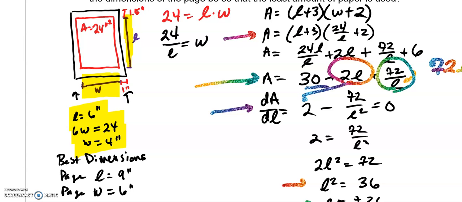So that's why, for the width, it was 4, but we needed to add 2 to that to account for the 1-inch margins, and we needed to add 3 to the 6. So our final answer is the overall page length is 9 inches and the overall page width is 6 inches to maximize that 24-inch printing area there on that page.